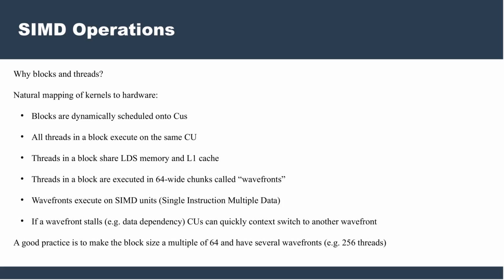Blocks and threads are essential for mapping kernels to hardware. Blocks are scheduled onto compute units, with all threads in a block executing on the same compute unit. They share local data store, memory and L1 cache. Threads execute in 64-wide chunks, called wavefronts, on SIMD units. Optimal block size is a multiple of 64.